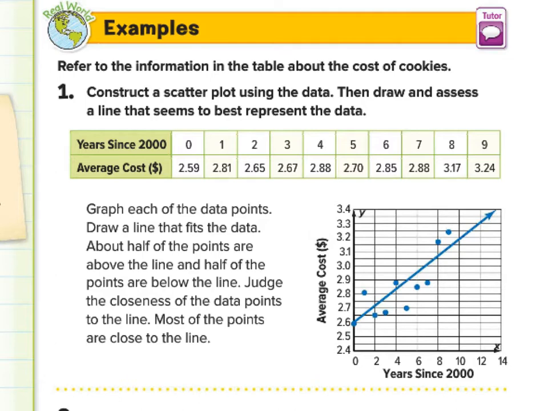Let's see here. Construct a scatter plot using the data. Then draw and assess a line that seems to best represent the data. We have years, again, and the average cost of the cookies. So let's see. We graph each of the points, then we draw a line that fits the data. About half of the points are above the line and half of the points are below the line. Judge the closeness of the data points to the line. Most of the points are close to the line, and you can see there.